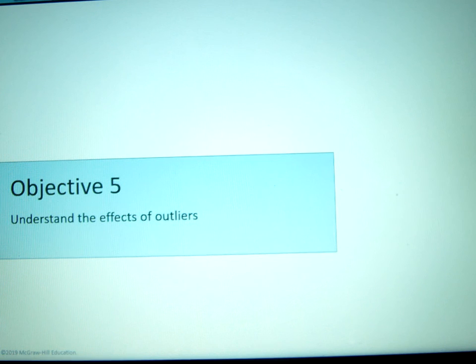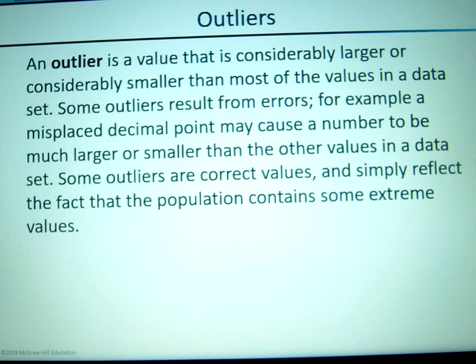Okay, understanding the effects of outliers. An outlier is a number that's considerably larger or considerably smaller than most values in a data set. Some outliers result from errors, and often do result from errors. For example, maybe misplacing a decimal point would cause a number to be much larger or smaller than the values in the set. And some outliers are correct values. Some simply reflect the fact that the population contains some extreme values.